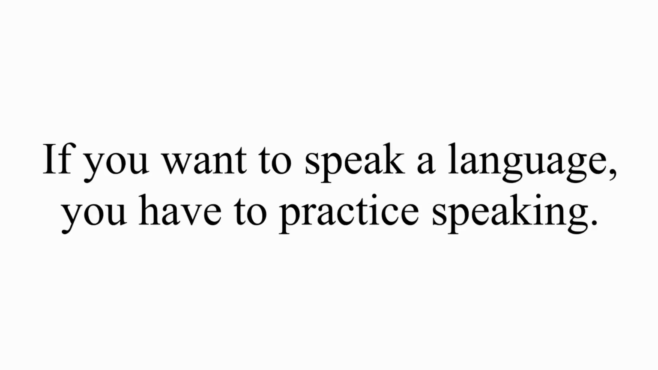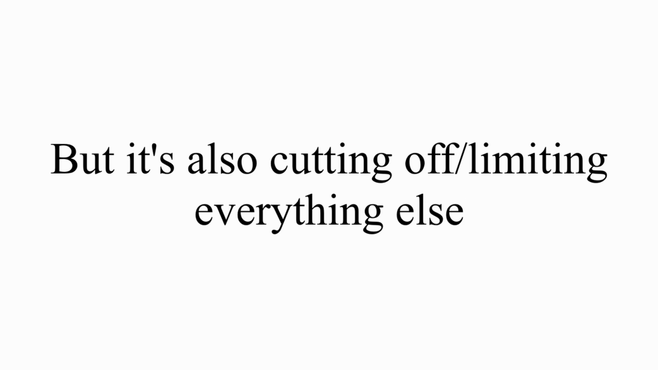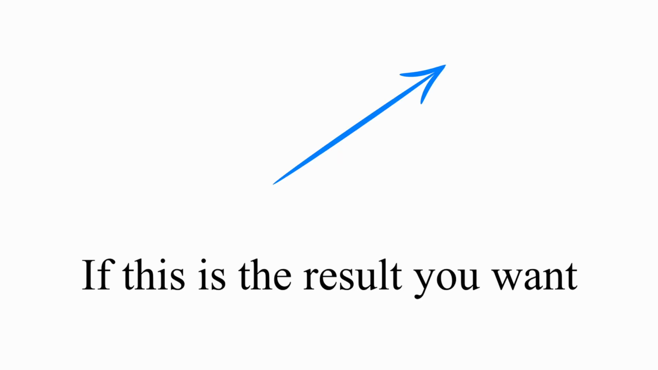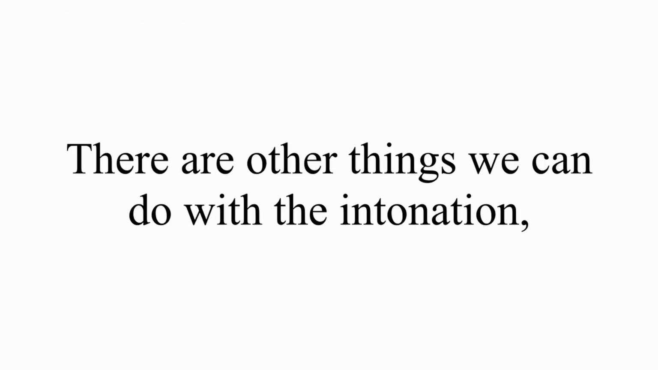Another example, if you want to speak a language, you have to practice speaking. Instead of saying, if this, then that's the result, that's where the ball lands, we're saying, if this, you have to do that. So it is still landing on what you have to do, but it's also pushing down, cutting off or limiting everything else. So we're saying if this is the result you want, then you can't just choose anything, you have to do this specific thing. Note there are other things that we can do also, but this is the basic structure and we'll move on from there.